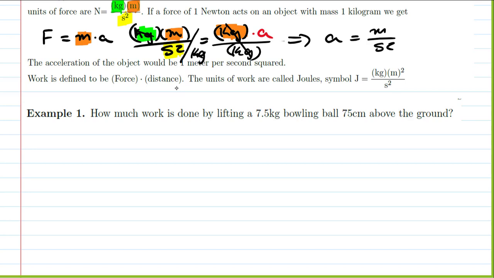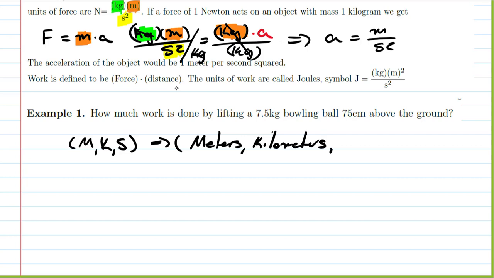The first one is that we are using the MKS system, and MKS stands for meters, kilograms, and seconds. So whenever we're doing physics in this section, we need to make sure that all of our measurements are in meters, kilograms, or seconds. If they are not given in one of those, we are going to have to convert. So we're doing good so far.